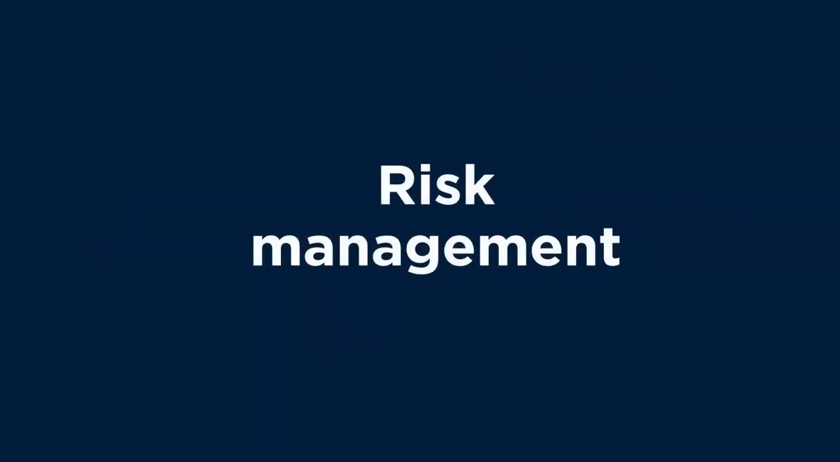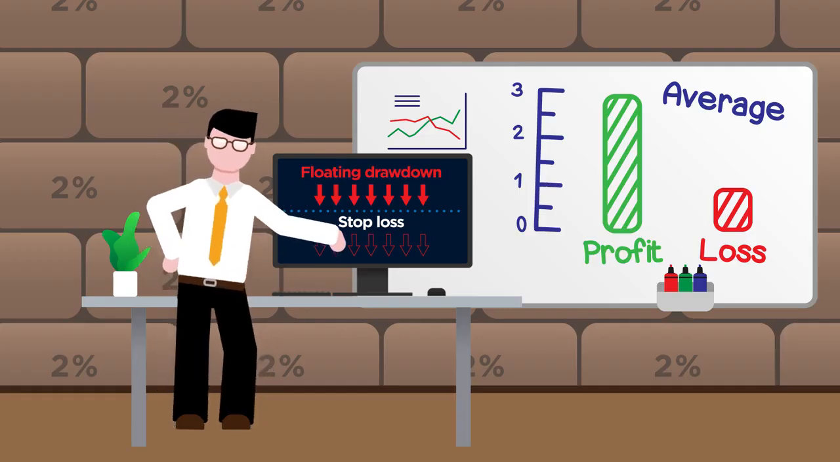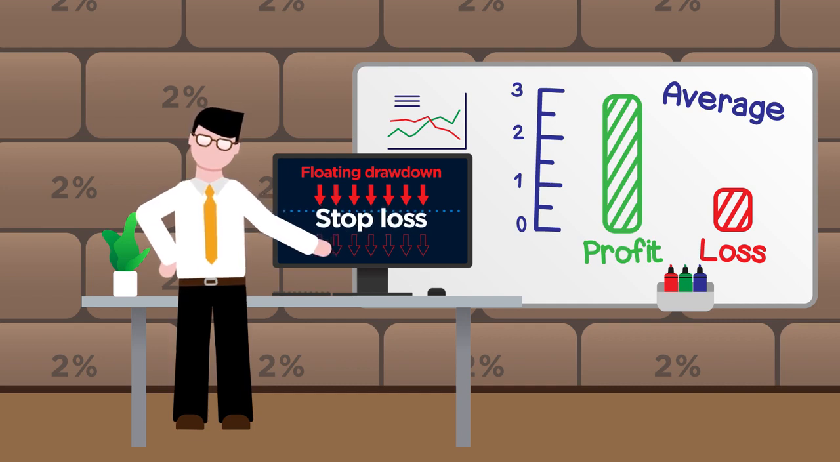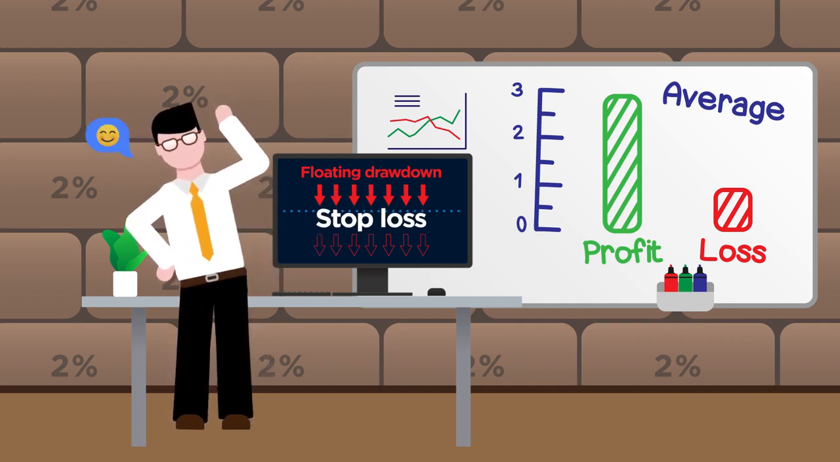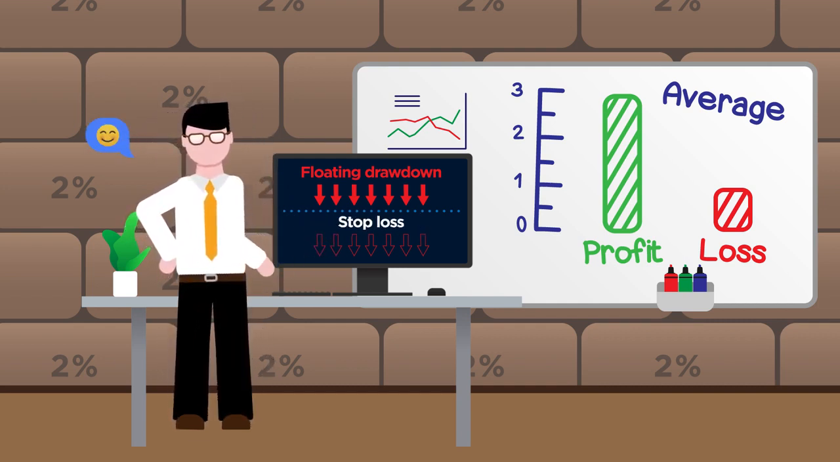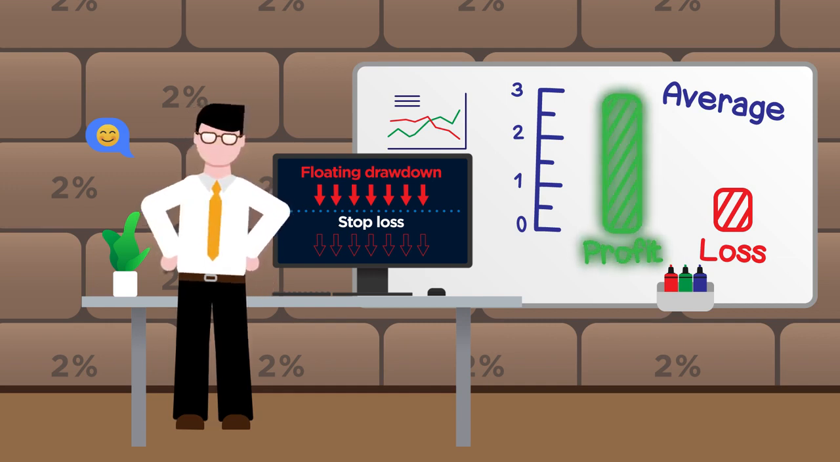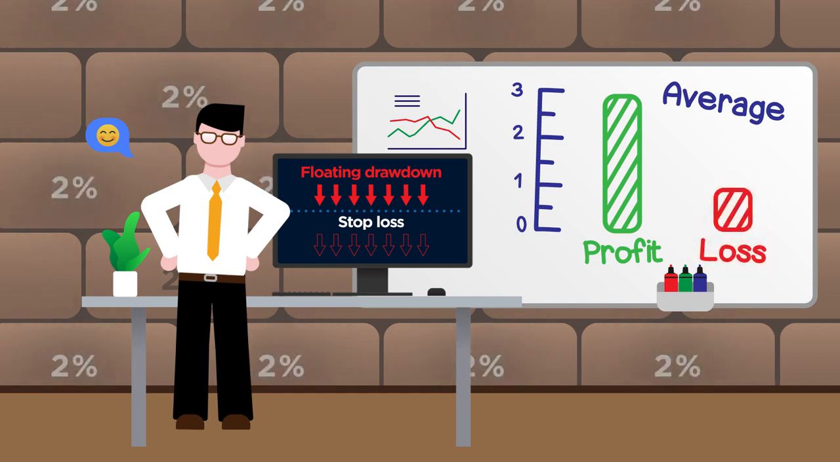Risk management. 3 basic rules of risk management. Set a stop-loss level for each order to limit your floating drawdown. Open orders only when your potential income is 3 times larger than your possible loss. Set the tolerable losses of your orders at 2% of your equity or lower, a 2% rule.